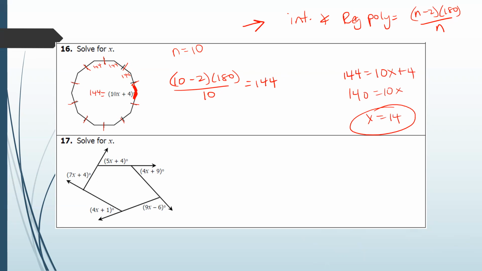All right, number 17, let's solve for x. In this picture, they're giving me all exterior angles. All these angles are on the outside. Okay. Well, we know that the sum of the exterior angles is always 360. Sum of exterior angles is always 360. Always, always.